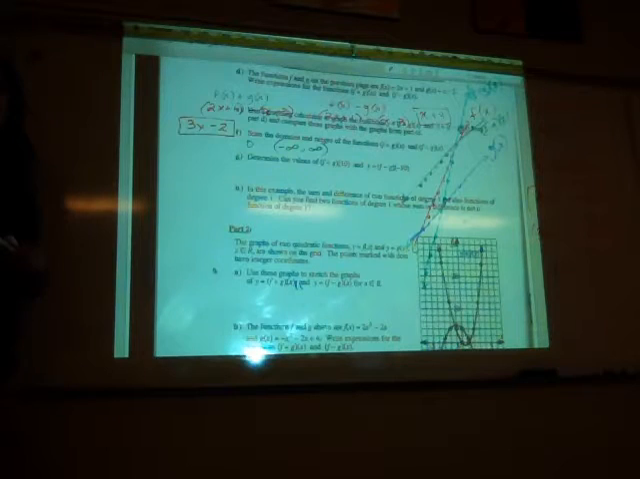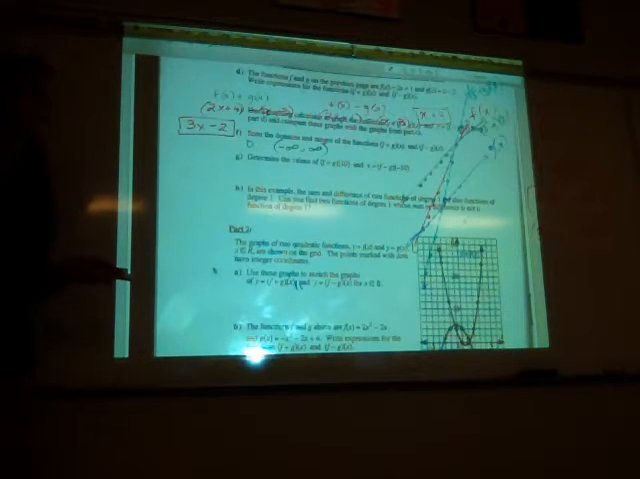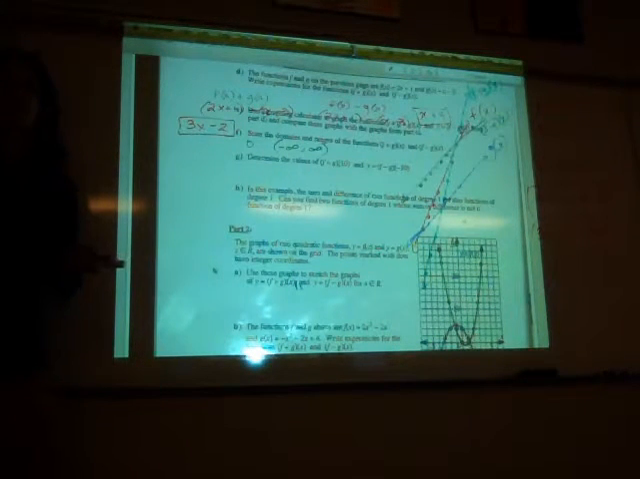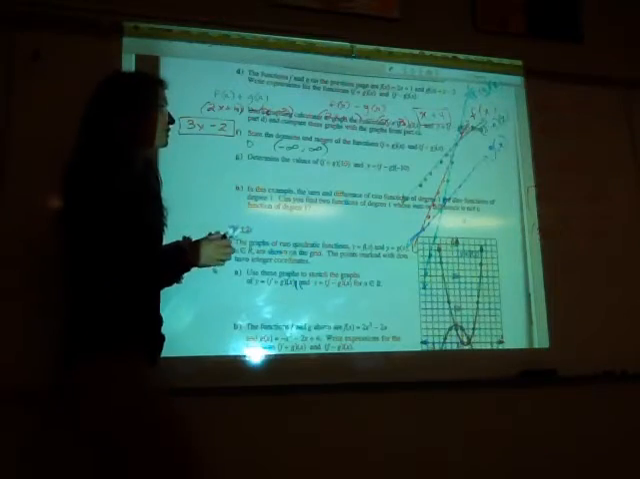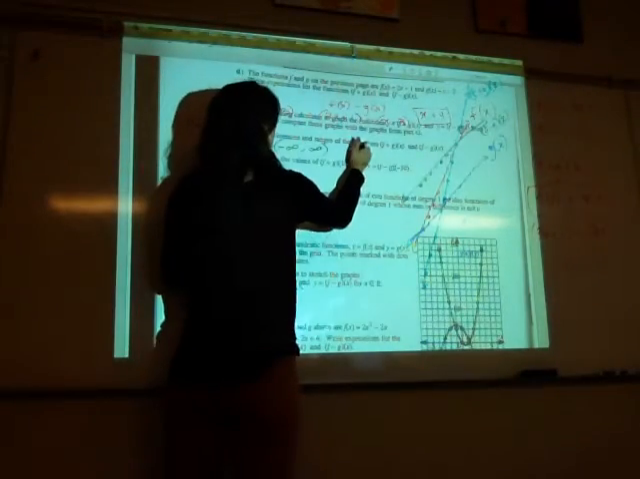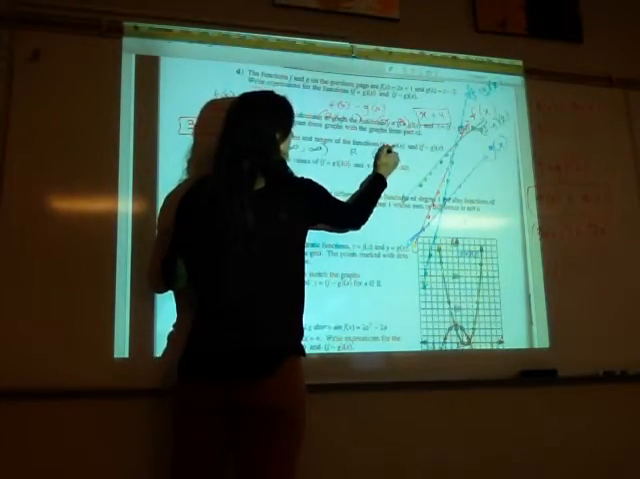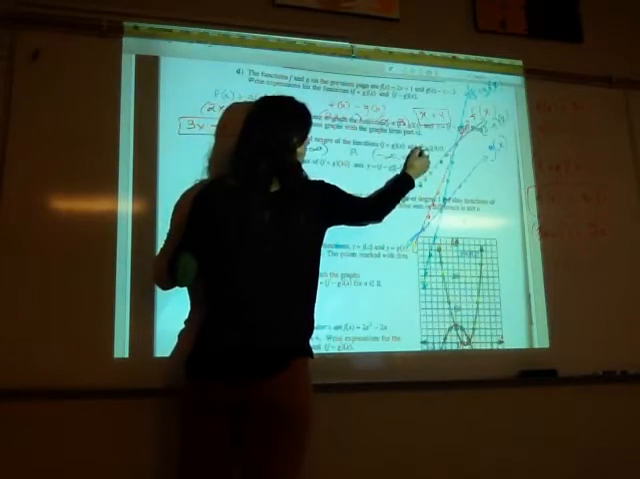Okay, what about the roof and the floor? Is it going forever to infinity both ways? Good. There's no restrictions on the y-coordinate, so our range is also from negative infinity to infinity.